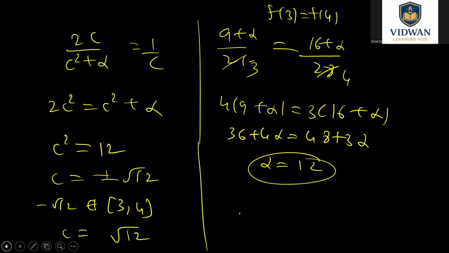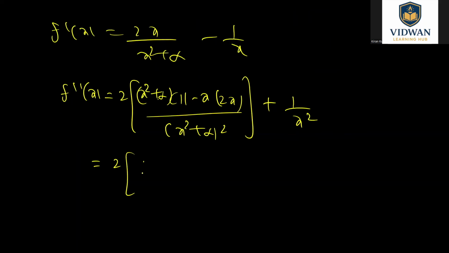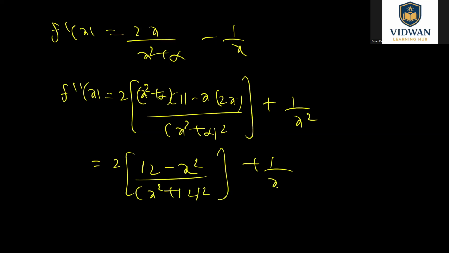And what is the value of alpha? We already got 12. So alpha you put 12, x square minus 2x square is minus x square by x square plus 12 whole square plus 1 by x square. So here we wanted to find f double dash of x value, and what is the value of x that you need? f double dash of c is root 12. So f double dash of c is nothing but f double dash of root 12.